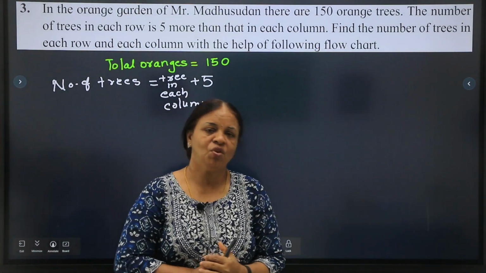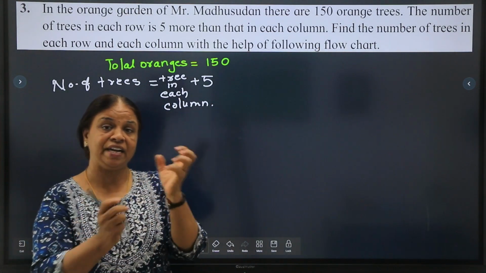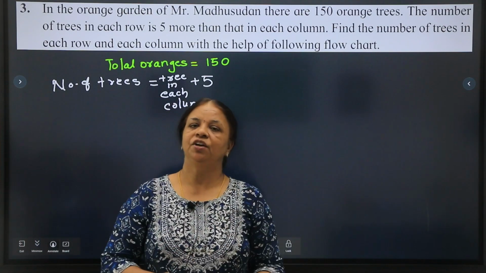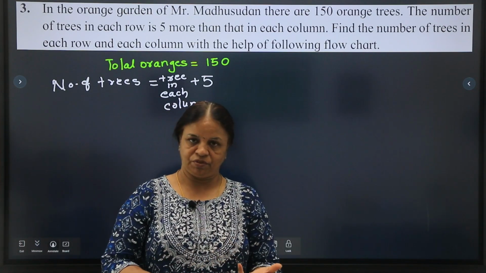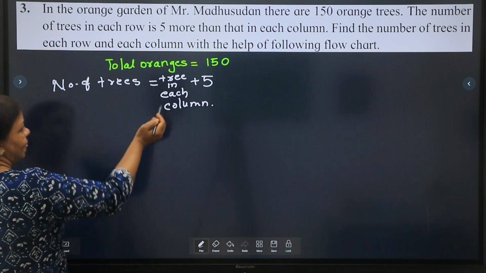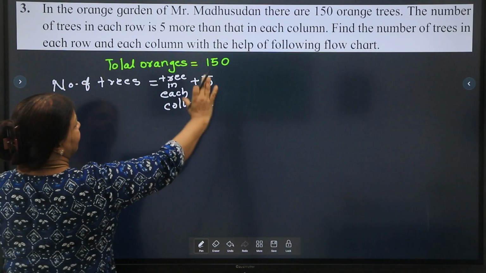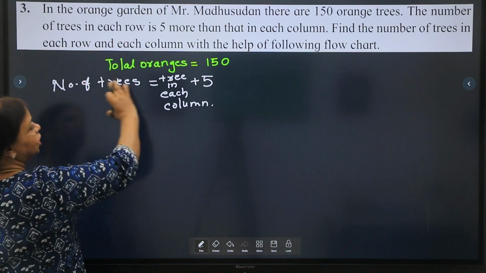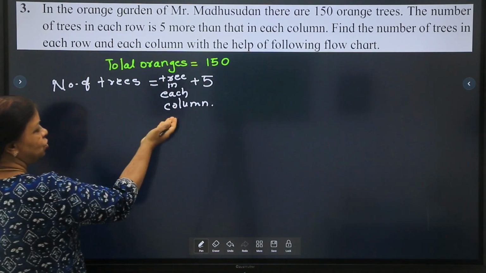See children, I have not written here the flow chart. First we have to understand the question, then the flow chart you can do from your textbook which is already there. Let us solve this question. Fine. See here, I have written something which was in English, I have converted into mathematical form. So what should we assume?